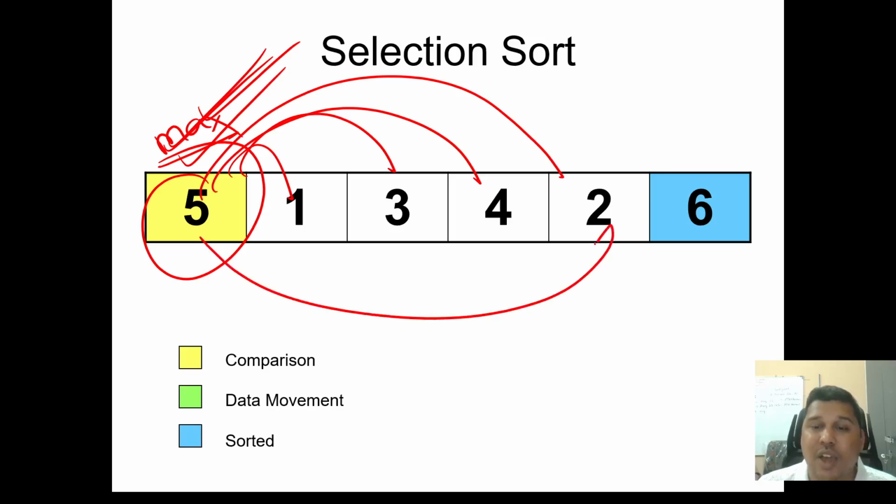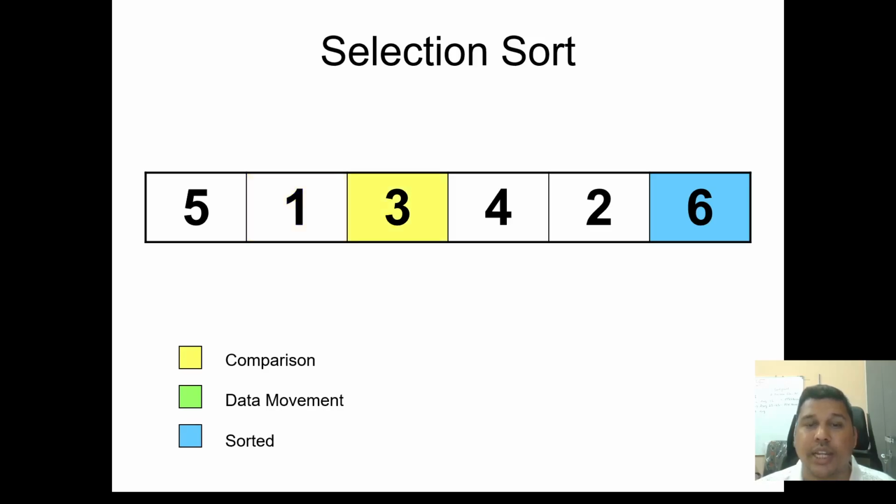This you will swap with this element. Like this you will be swapping. So 3, then 4, then 2. Yes, this is the largest. Swap it like this. So just exchange, swap the values. Okay, this is done now.